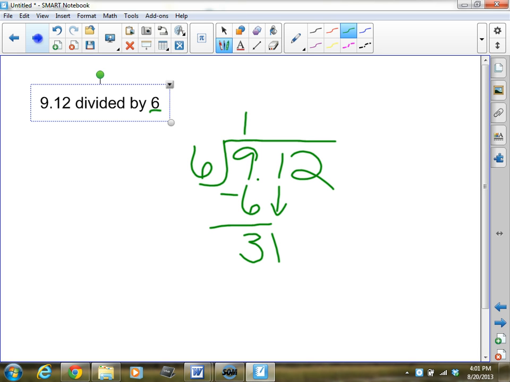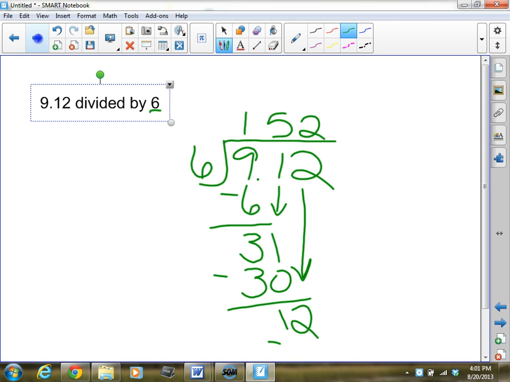Bring down the 1. 6 into 31. 6 times 2 is 12. 6 times 3 is 18. I think I still can go higher. 6 times 4 is 24. Can I go higher? 6 times 5 is 30. So yeah, that's close. 6 times 5 is 30. Subtract, I get 1 left over. I'm going to bring the 2 down. Oh, that one's easy. I know 6 goes into 12 2 times. Minus 12, and then I get 0 left over.